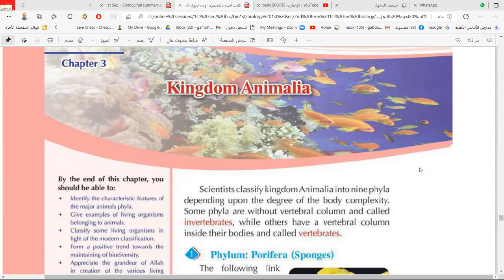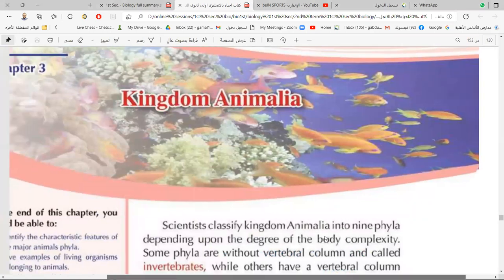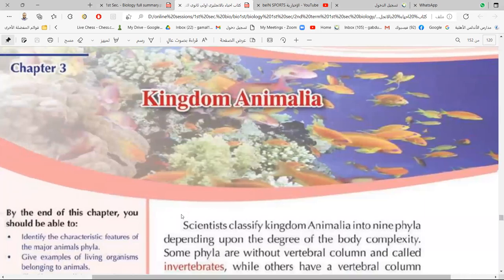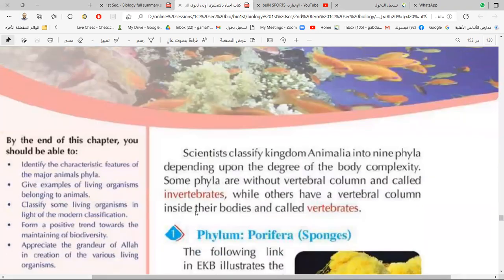Unit 4, Classification. We are talking about Kingdom Animalia. We have finished studying the four kingdoms before Kingdom Animalia in modern classification. We have studied Kingdom Monera, Kingdom Protista, Kingdom Fungi, and Kingdom Plantae. Finally, we come to the last kingdom in the modern classification made by Robert Whittaker, Kingdom Animalia.